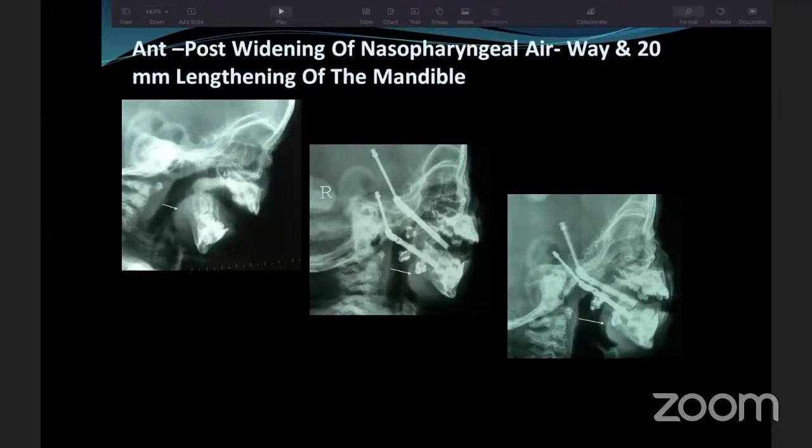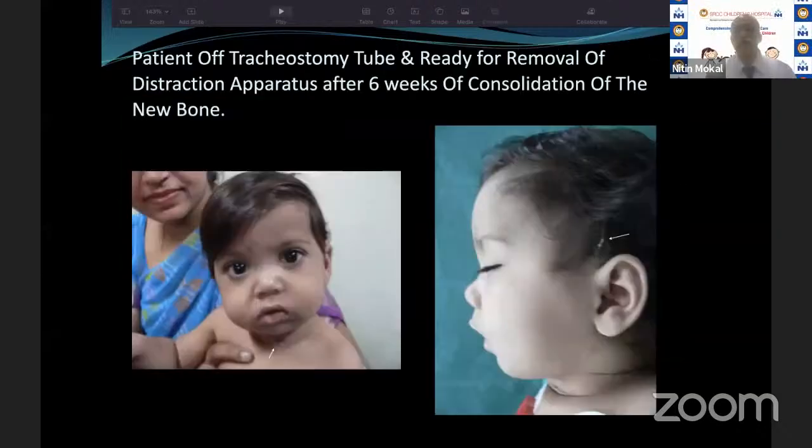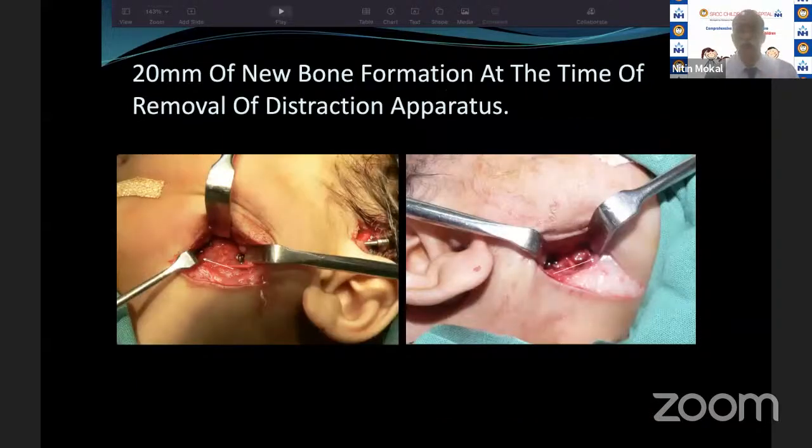And then because of that, the airway is increased, we were in position to remove the tracheostomy. So this particular patient of a PROBIN got benefited with this procedure of the distraction osteogenesis. So these are the patients who need to be planned properly and need to be selected properly. This particular patient did benefit with the distraction procedure.